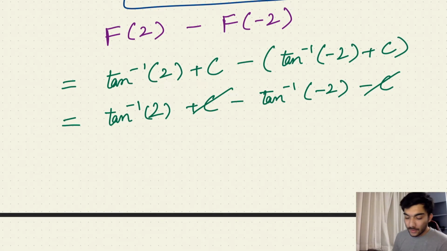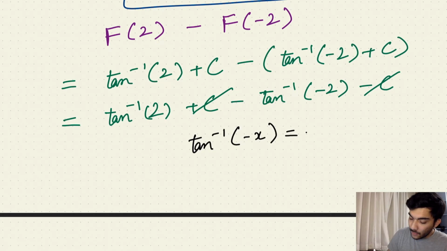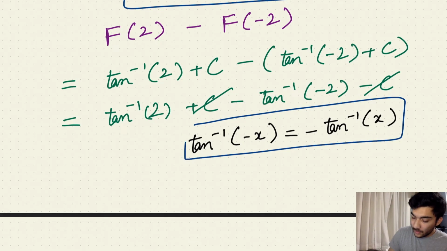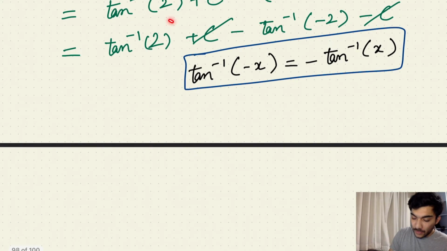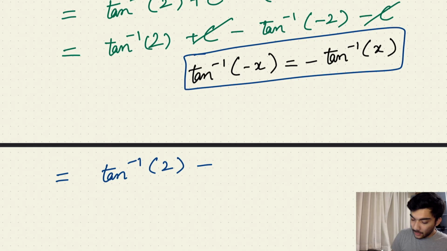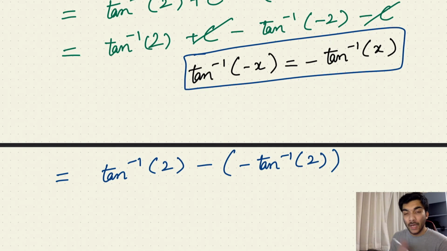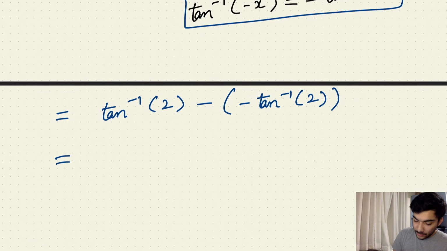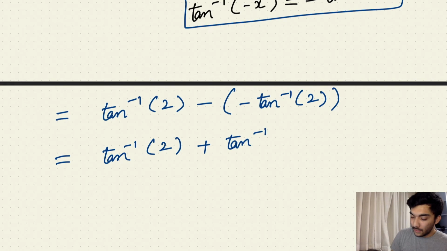So this c would get cancelled out, and we also know one more property of tan inverse functions, that tan inverse of minus x is equal to minus tan inverse x. This is from the property of tan inverse and sine inverse functions as well. So now if we simplify this expression again, it would become tan inverse of 2 minus of tan inverse 2, right? Because tan inverse minus 2 would be minus tan inverse 2. Let's subtract this out. Tan inverse 2 minus minus will become plus tan inverse 2.